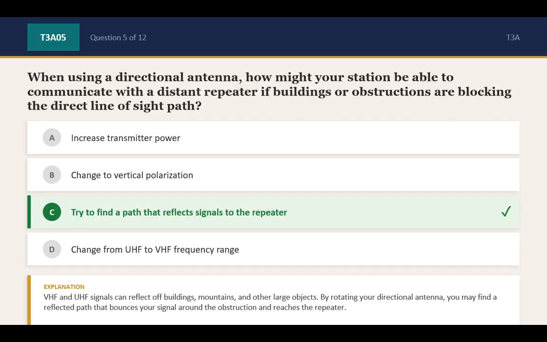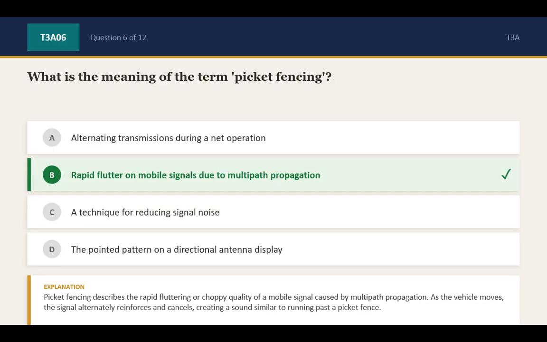When using a directional antenna, how might your station be able to communicate with a distant repeater if buildings or obstructions are blocking the direct line of sight path? C. Try to find a path that reflects signals to the repeater. VHF and UHF signals can reflect off buildings, mountains, and other large objects. By rotating your directional antenna, you may find a reflected path that bounces your signal around the obstruction and reaches the repeater.